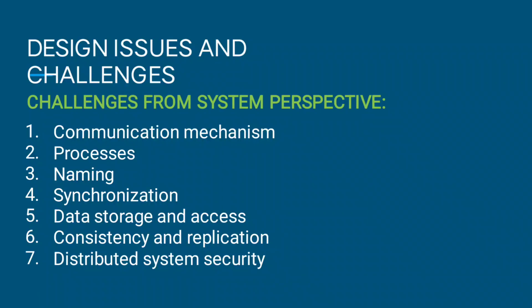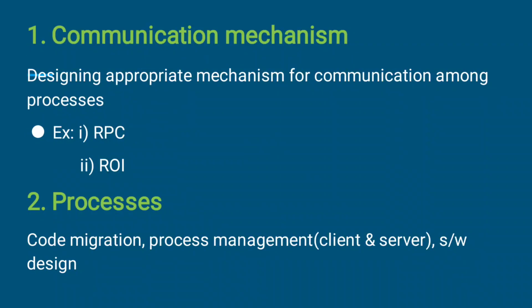Next, we are going to talk about the design issues and challenges of distributed computing. There are some challenges from the system perspective. They are communication mechanism, processes, naming, synchronization, data storage and access, consistency and replication, and distributed system security. First, we are going to talk about the communication mechanism. In a distributed system, communication is the most important thing.